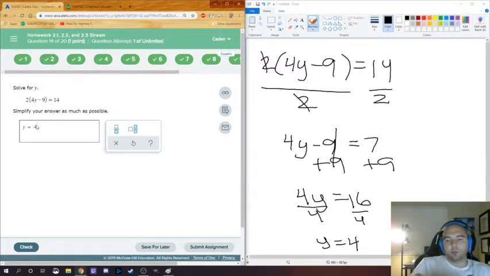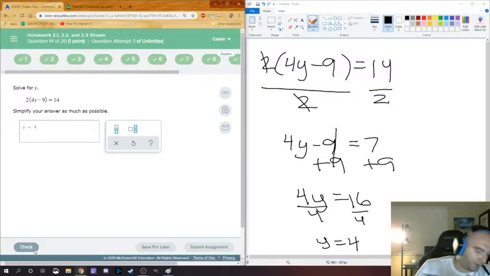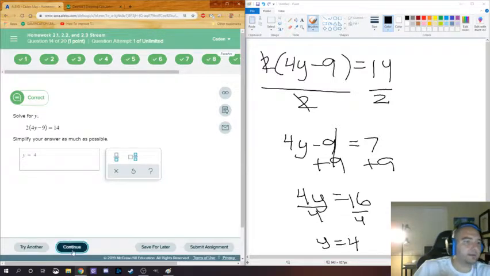Again, just like the earlier ones, you could graph this on Desmos. You could plug in 4 and see if it works. 4 times 4 is 16. 16 minus 9 is 7. Does 2 times 7 make 14? Sure does. So, I already know I'm right because I plugged it in and checked.